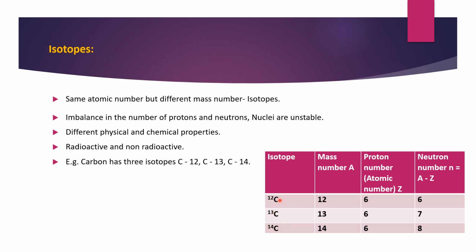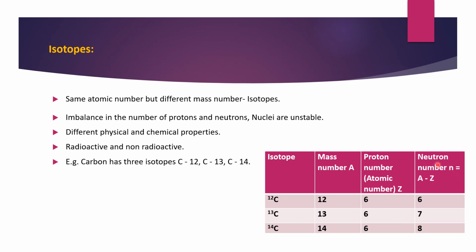So the mass number of this isotope is 12, the mass number here is 13, and the mass number of this is 14. Now I know that the atomic number of carbon is 6, meaning the proton numbers of all these elements will remain the same. Always remember, the number of protons is not going to change in the isotopes. What is going to change is the number of neutrons.